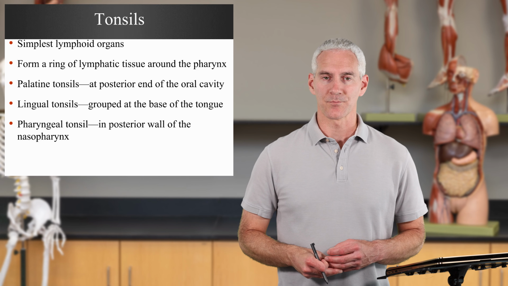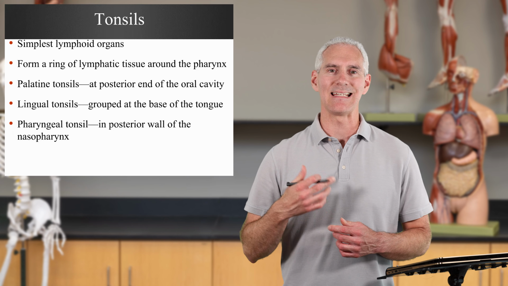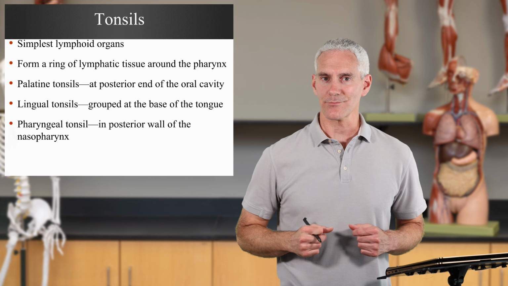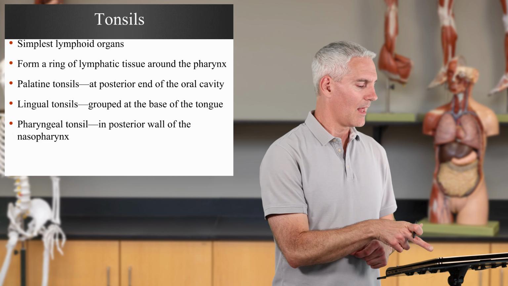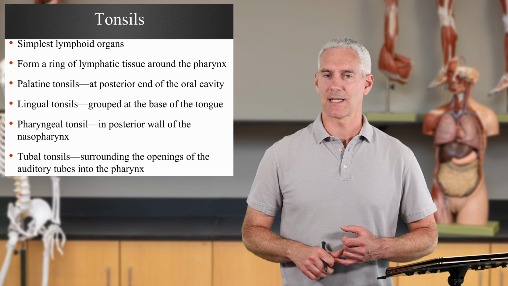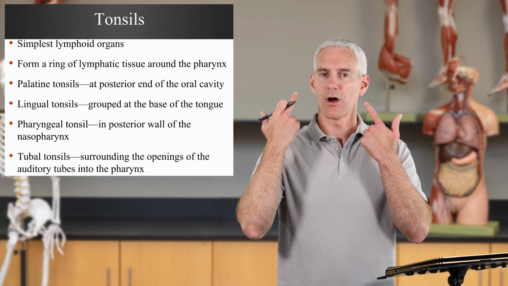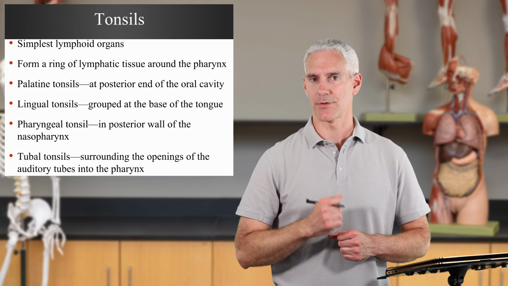Pharyngeal tonsils. Now the pharyngeal tonsils are higher up. They're up in the nasopharynx. So think nose, go straight back. Again, you can't see them by looking in because they're too high up. And the last one are the tubal tonsils. They're going around the auditory tubes for the ears, so they're off the side and down a little bit. Again, you can't see them from looking in the mouth.